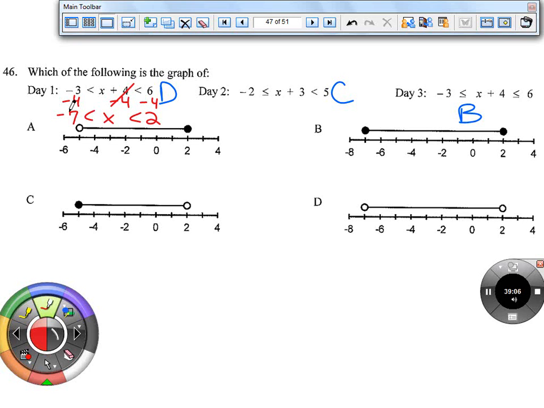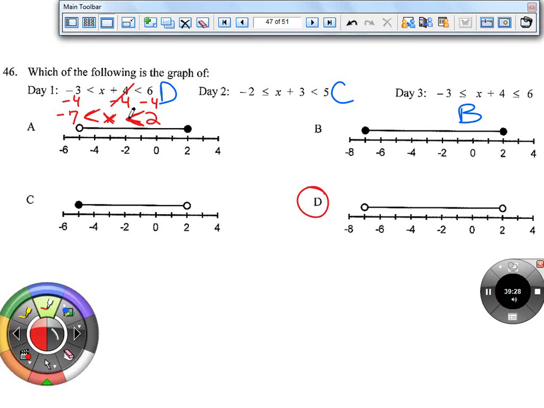So the way you read this is right from the x. x is greater than negative 7, and at the same time, x is less than 2. So we're looking for all the numbers that are in between negative 7 and 2. So I'm looking for the graph here, and it looks like it is this one. And it needs to be an open circle on both sides.